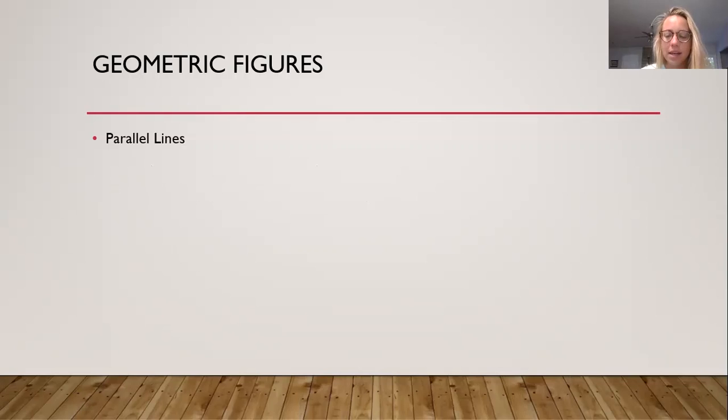Parallel lines. Parallel lines are two lines, so they are straight and they go on forever, that will never cross. So this is an example of parallel lines. If you extend these lines forever in both directions, they will never, ever meet. They will never touch. They are parallel. Here's another example of parallel lines.